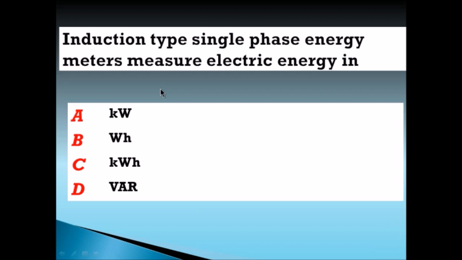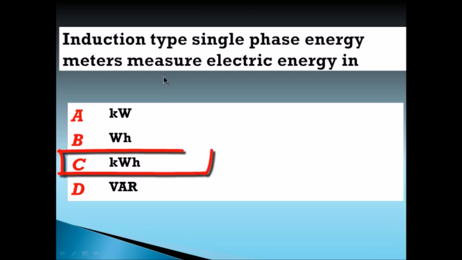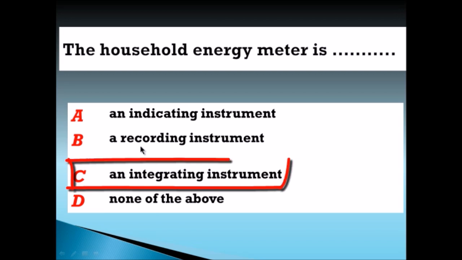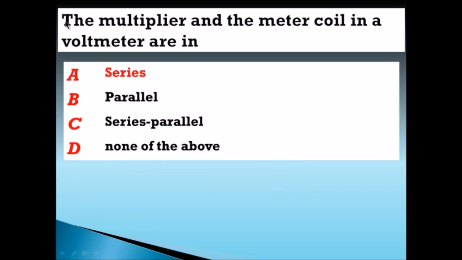Induction type single phase energy meter measures the electrical energy in kilowatt hour unit. So the answer is C. The household energy meter is an indicating instrument, a recording instrument, an integrating instrument, or none of the above. So the answer is integrating instrument because we are getting the final value.